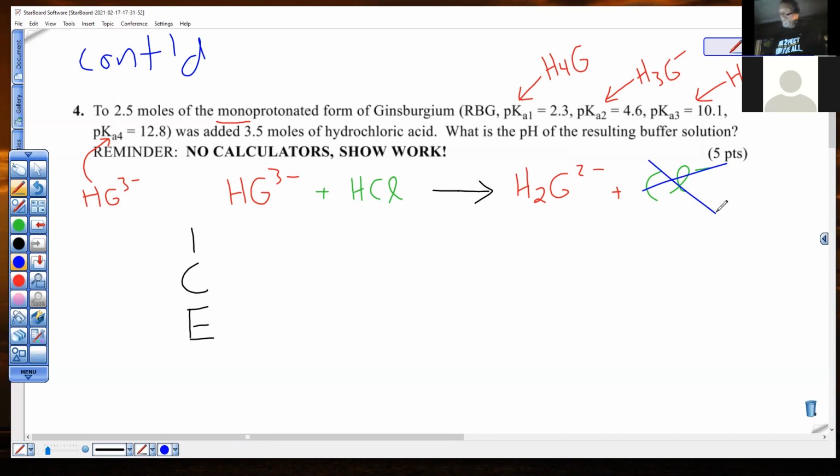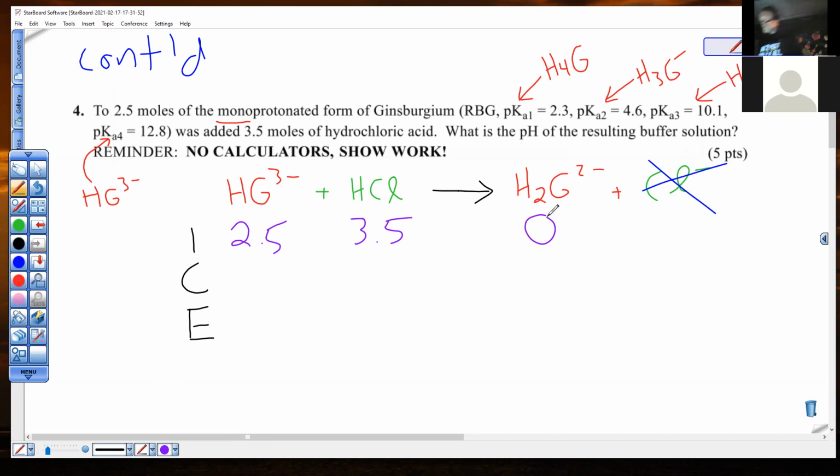What are we starting with? 2.5 moles of this monoprotonated species. Let's go with purple. And 3.5 moles of HCl. And we didn't start with any of this. And I don't care about Cl. I'm just going to leave it.